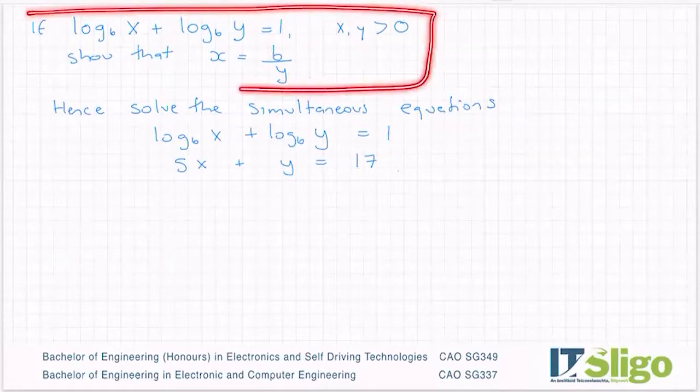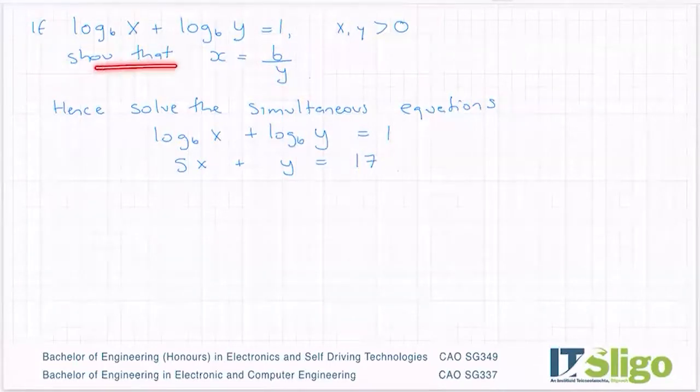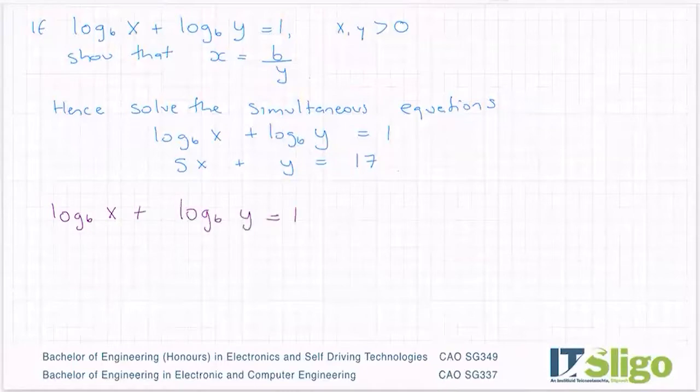So if we look at this, you can see that in the show that they have somehow eliminated or cancelled out all the log parts. Okay, so how did they do that? Well, let me take it down here. So log to the base 6 of x plus log to the base 6 of y is equal to 1.